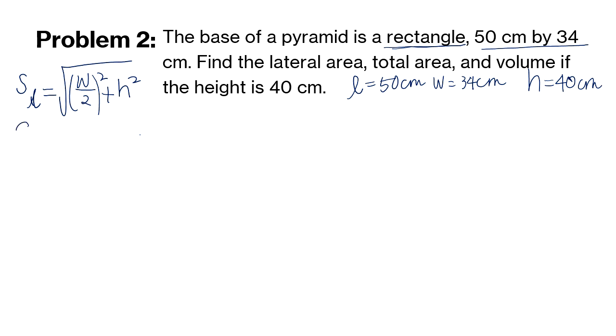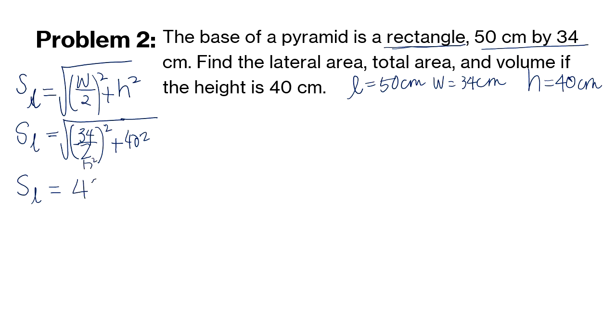So let us substitute our given. We have square root of 34 divided by 2 squared. You may simplify that as 17 squared plus the height, which is 40 squared. Using our calculators, we get 43.46 centimeters.